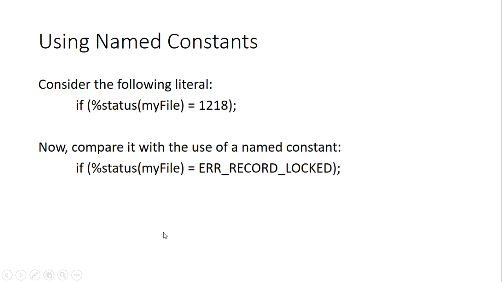Next, we can try to use named constants. For example, in some cases we may need to compare some file status. In this case, you can declare this number as a constant and use it like this. So when somebody is reading it, they will feel like we are checking if the file is locked or not, instead of just thinking whether we are checking the file status 1218. But what 1218 is for, many people will not understand.